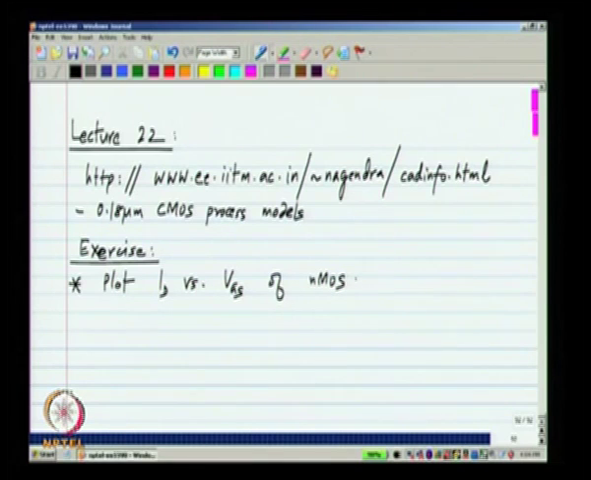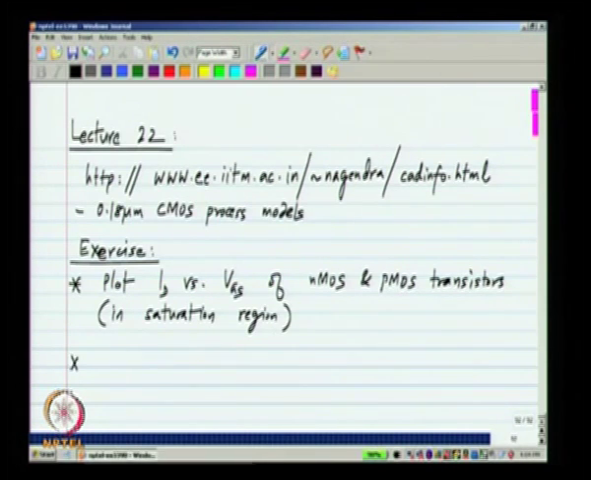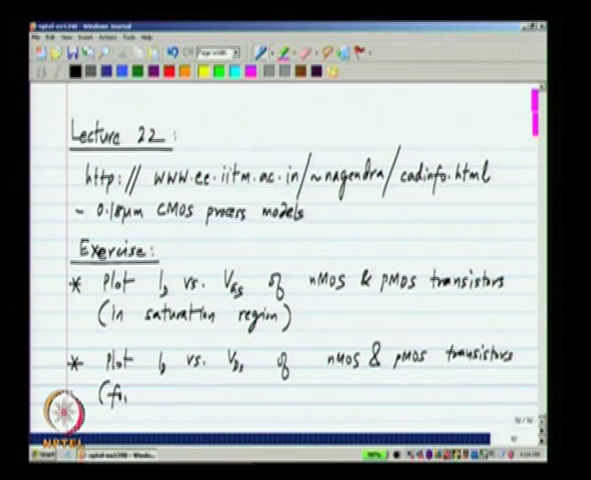Plot ID versus VGS of NMOS and PMOS transistors. When I say VGS for a PMOS transistor, it means the VSG, of course, in saturation region. And similarly, plot ID versus VDS of NMOS and PMOS transistors, for a range of VGS values, that is with VGS as a parameter.